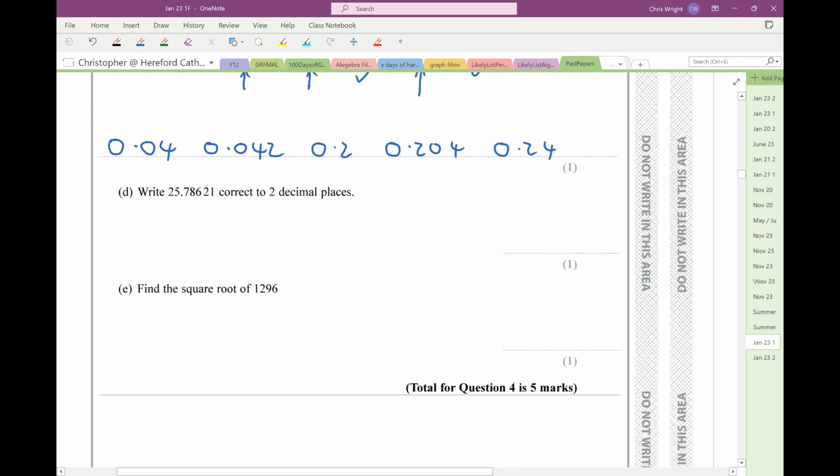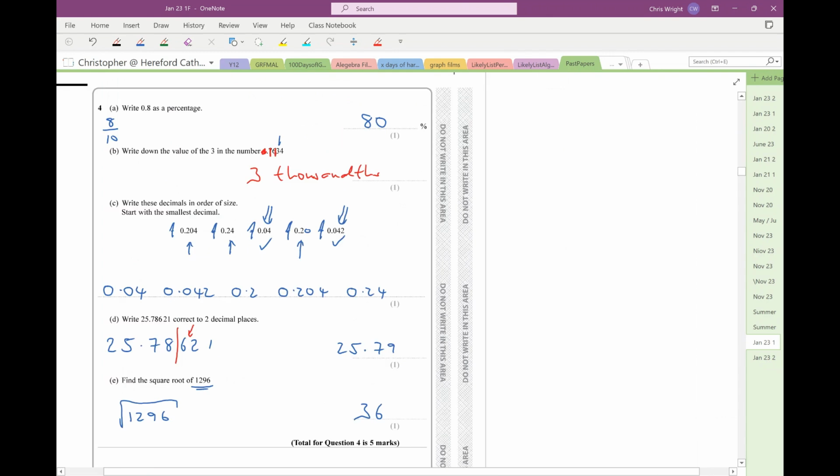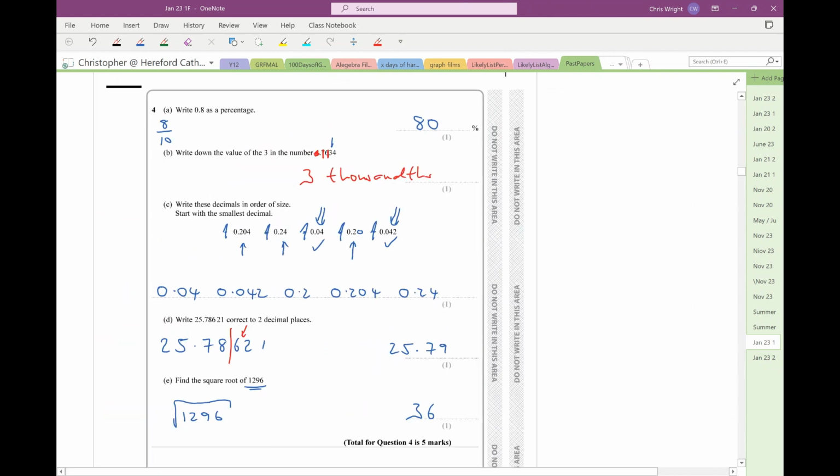Write this number to correct to 2 decimal places. Right, well, here's the number, 2 decimal places. That'll be the cutoff point. Will the 8 go up? Yes, it will, because it's followed by a 6. Then 2579. Find the square root of that. Well, I can do that on my calculator using the square root button. And the answer is 36. And that is question 4 done.